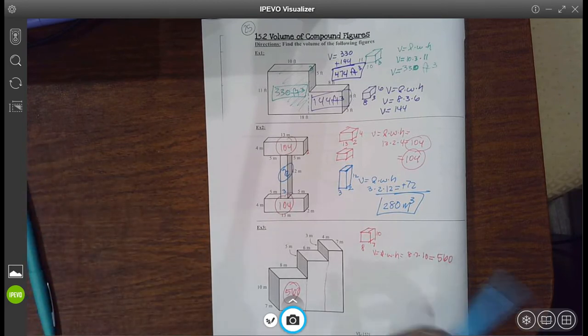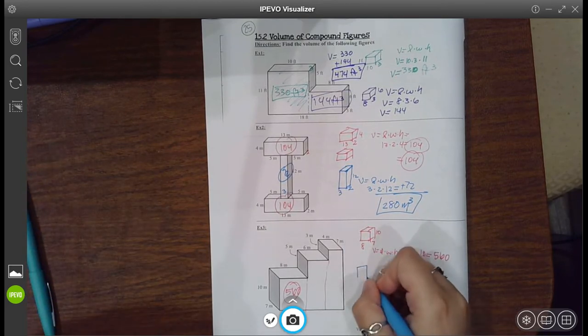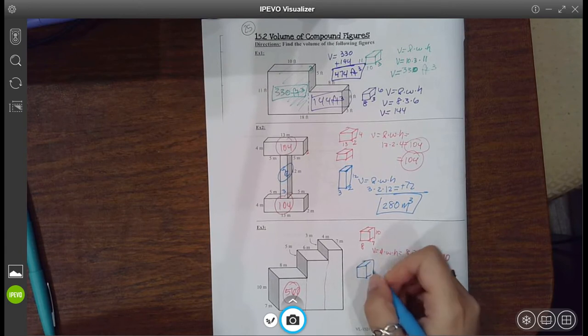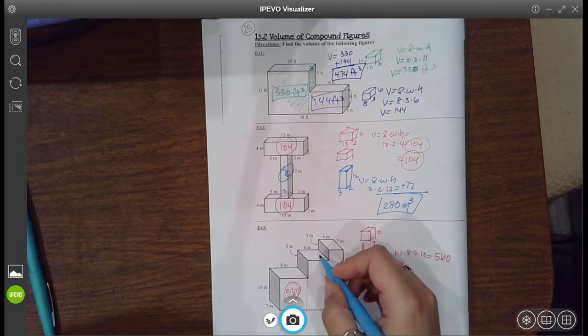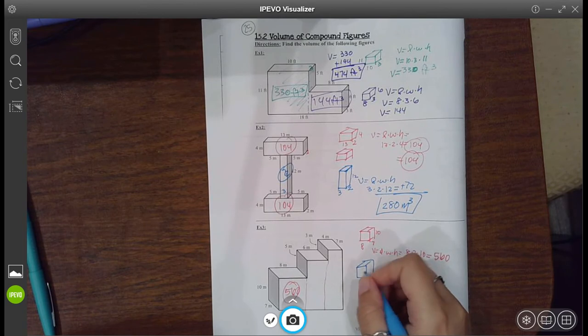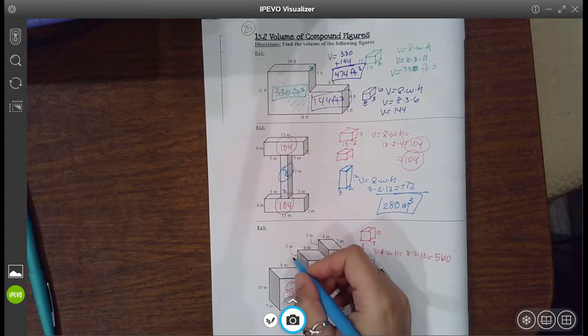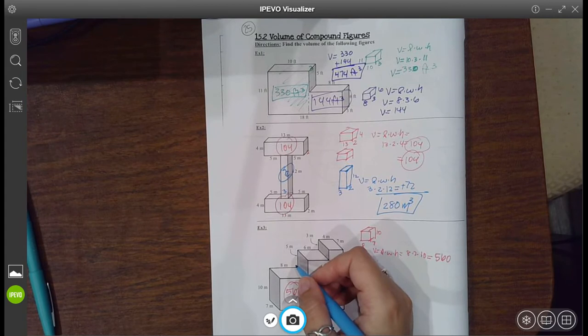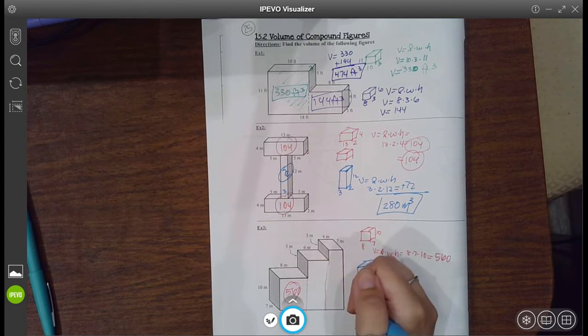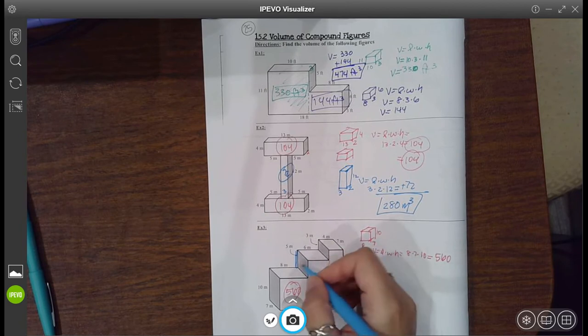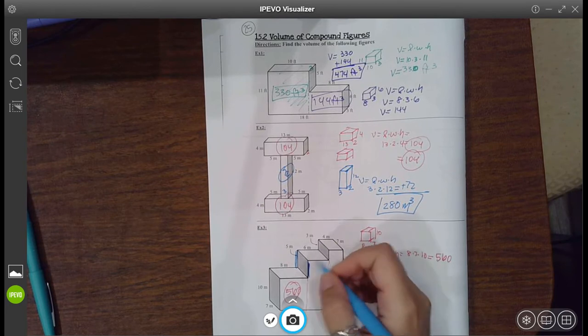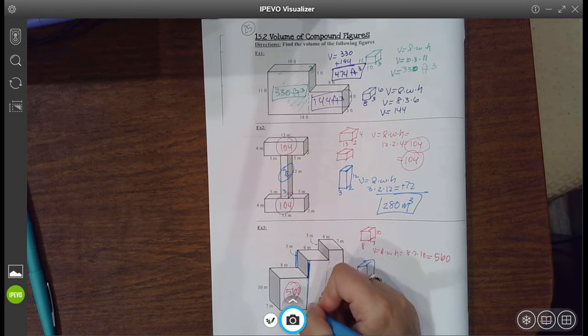What is this one in the middle? Okay, the length is 6. And what's the height? Is the height 5? No, that's the trap. Because the height 5 is only from here to here. So 5 is here, right? From here to here or here to here. Is that the whole length of the box?